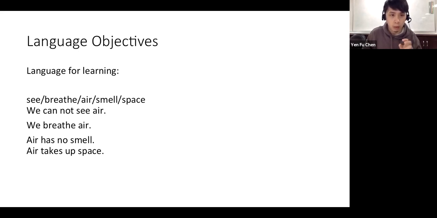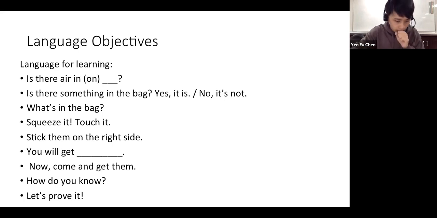So I set up some words like air and breathe for the language for learning, and also sentences like we cannot see air, we breathe air, air has no smell, and, the most important part, air takes up space. And for my language for learning, I've set up some words and sentences they might pick up during the lessons. Those are instructions like, is there air, and so on? Is there something in the bag? What's in the bag? And squeeze, touch.